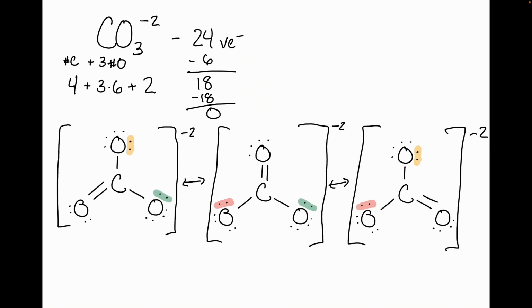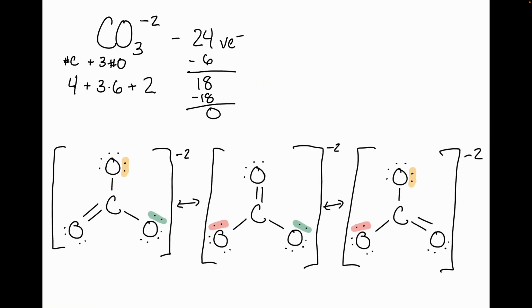All right, so again, we would need to do all three of these structures to have the correct Lewis structure, all three of these resonance contributors to have the Lewis structure for the carbonate ion.